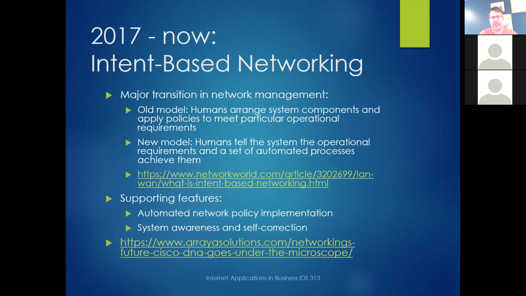But in the new model, humans don't do that. Humans specify the requirements. Humans specify the end goal, and the network is automatically going to work itself to achieve them, right? So part of the problem with the old model is you would have to specify everything. You would have to specify, this is what we want to have happen, and this is how we want to have it happen.